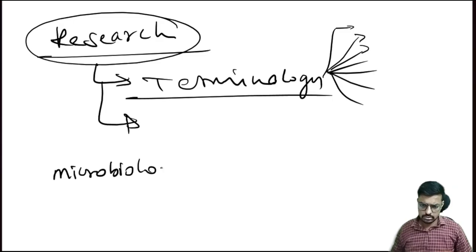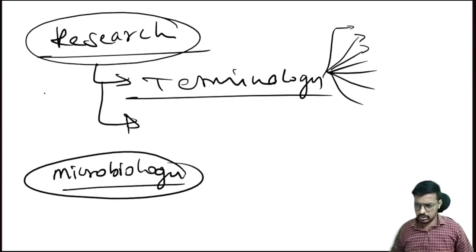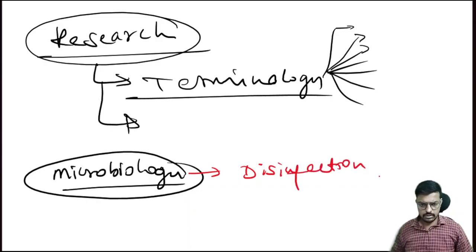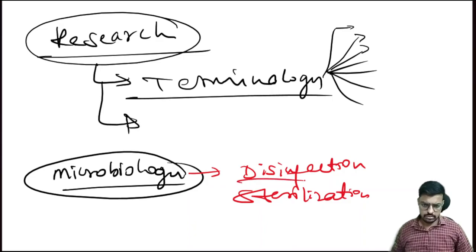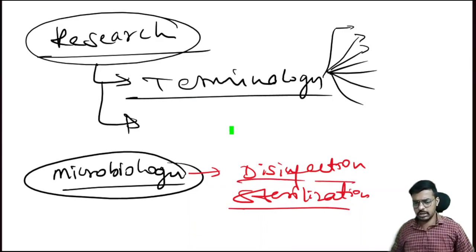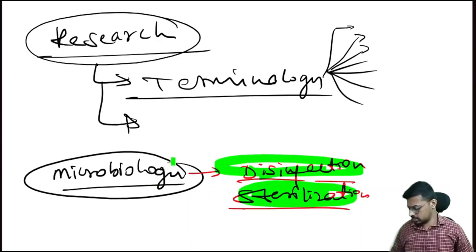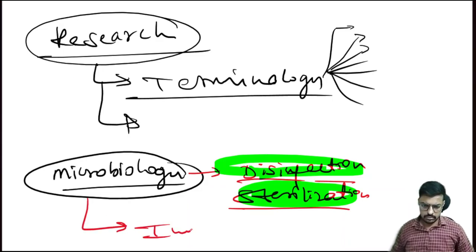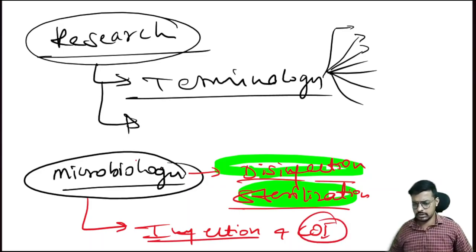From microbiology, just how to revise disinfection and sterilization. Very importantly, here we have to study the hot air oven and autoclave. So that is important. Okay. So then infection and its chain. Infection and chain of infection. Most important from microbiology. Every time the questions will come from there, right?